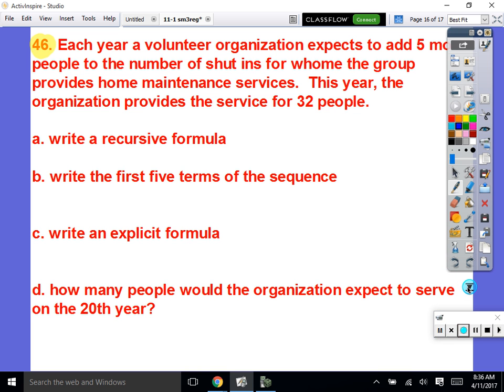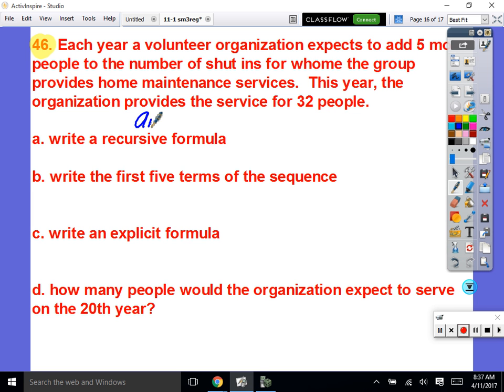So it says, now this is where it really does come in the real world. I know people run into this all the time. So it says, each year a volunteer organization expects to add 5 more people. So go to 46 on your worksheet. Each year a volunteer organization expects to add 5 more people to the number of shut-ins, whatever that means, for whom the group provides home maintenance service. Oh, people that don't need the house. Okay, cool. So this year, the organization provides the service for 32 people. So are we starting out, guys, this is what you have to decipher. Aren't we starting out with 32 people? Yes? Right? Okay.